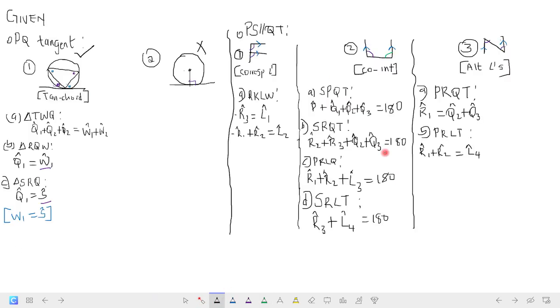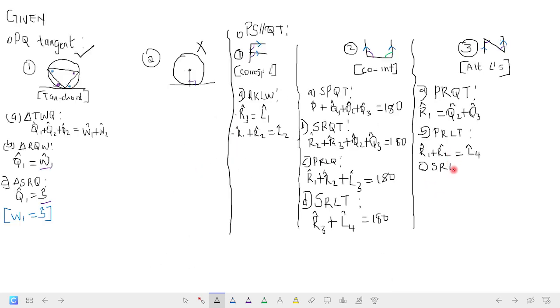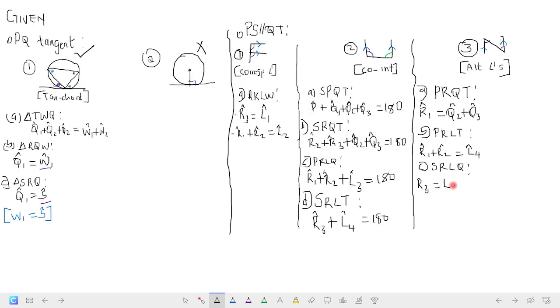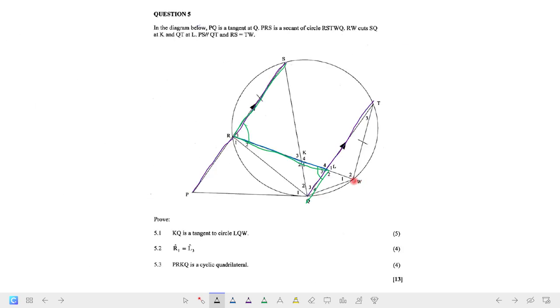SR LQ. So in this one, we're seeing that R3 is the same as L3. So here I think I'm gonna, yep, okay, because I keep missing these heads, so I just want to make sure I wrote all the heads on the angles. All right, okay, so yeah, we got this one.